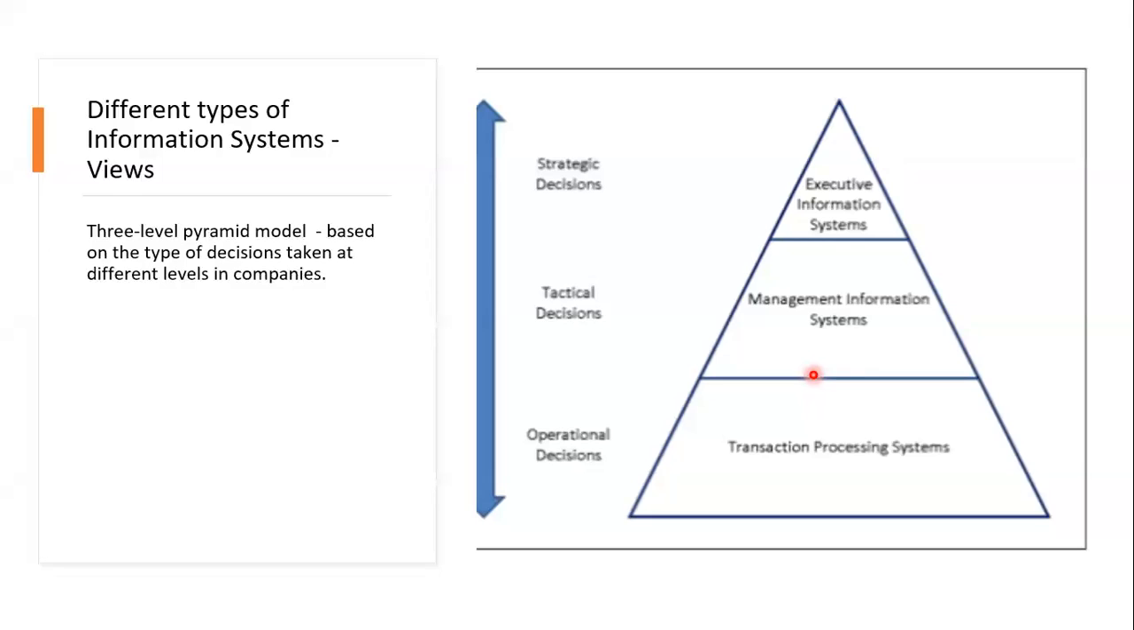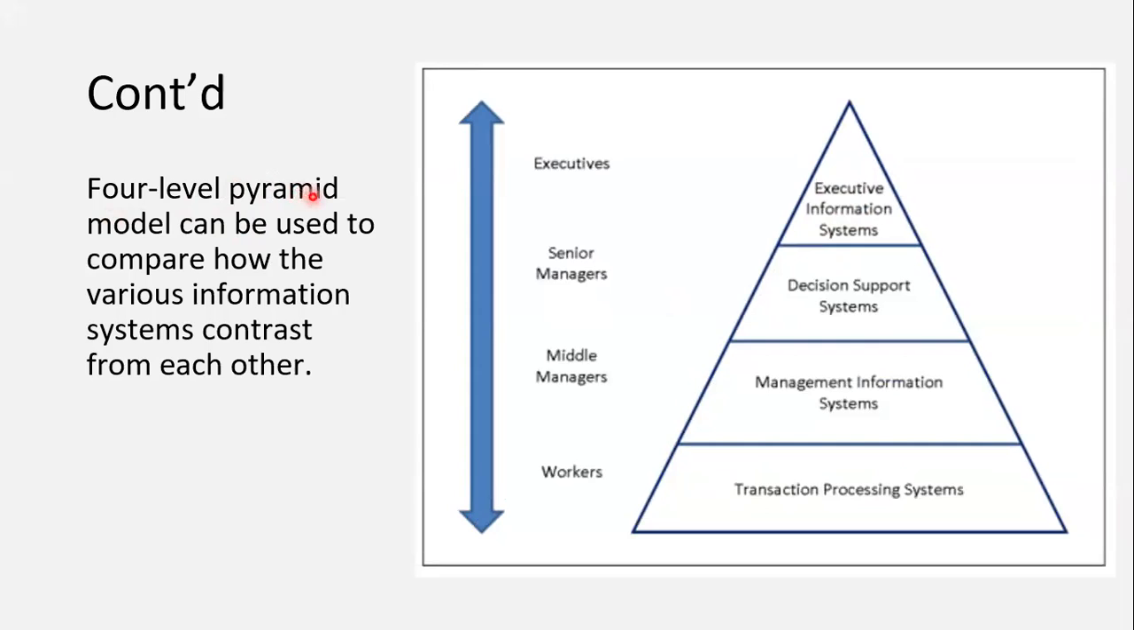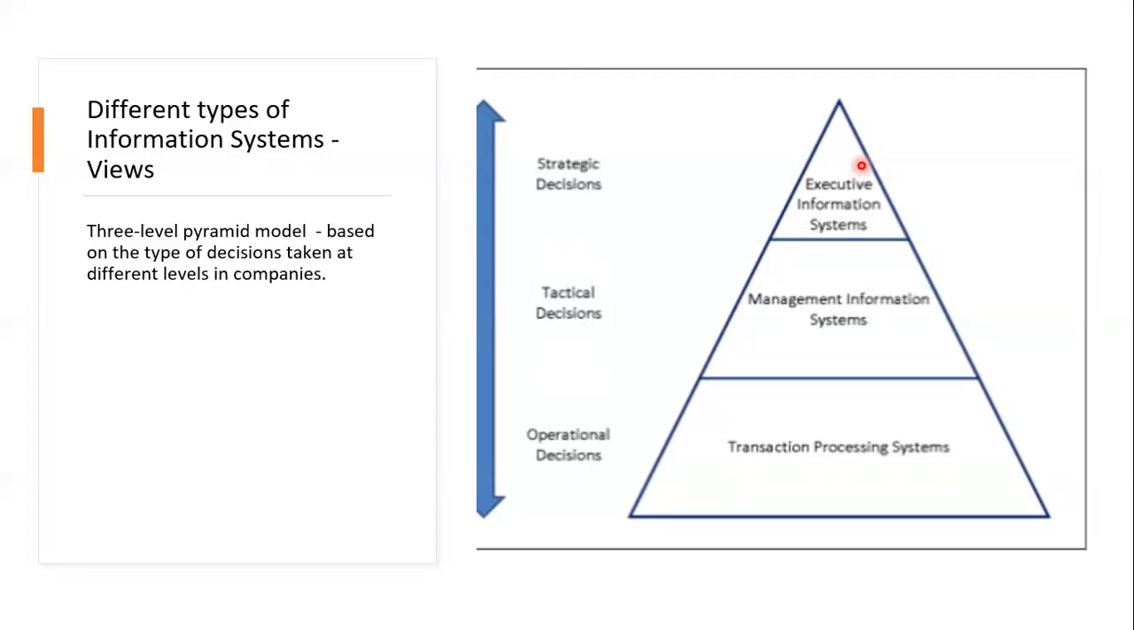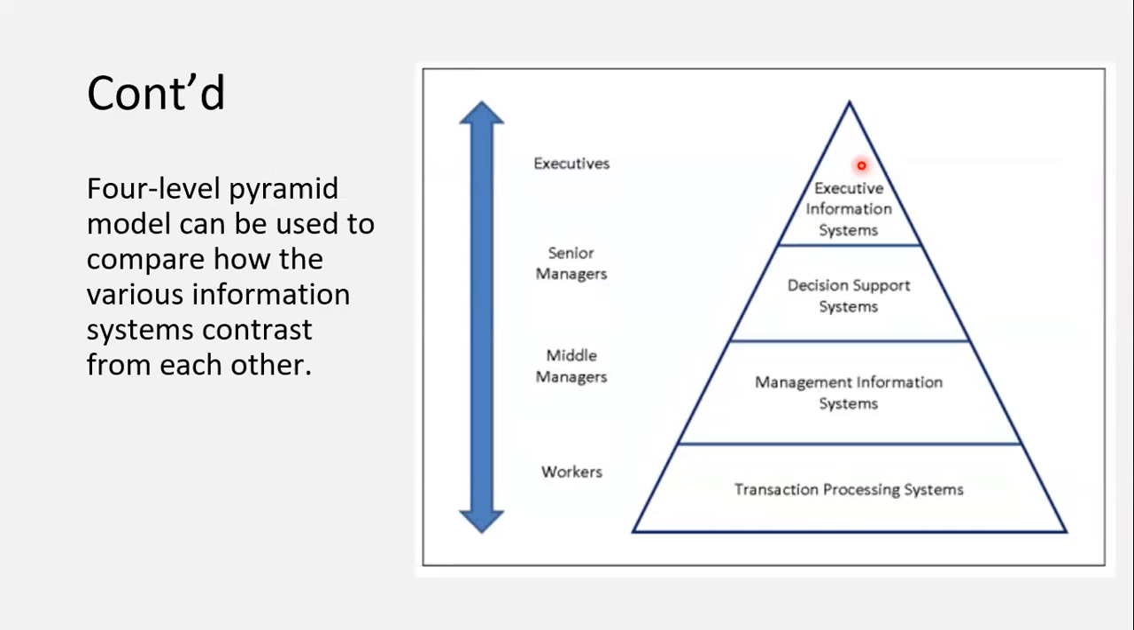We discussed all of these things, and how decisions are made: operational decisions, tactical decisions, and strategic decisions, and how transaction processing systems, management information systems, and executive information systems fit in this three-level pyramid model. A little bit further, we discussed the four-level pyramid, in which transaction processing systems, management information systems, and decision support systems are involved, including executive information systems. So we discussed both the three-level and the four-level pyramid last week.